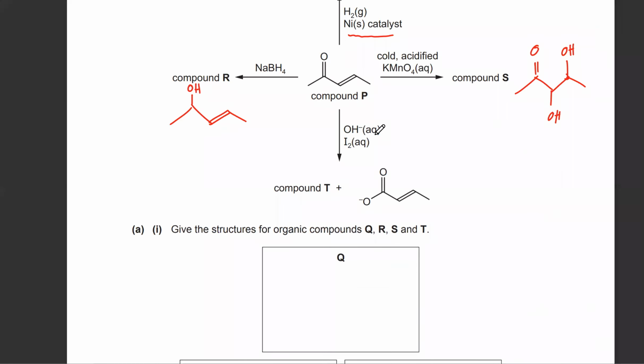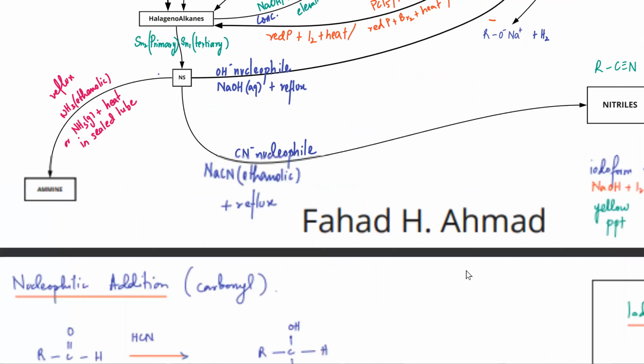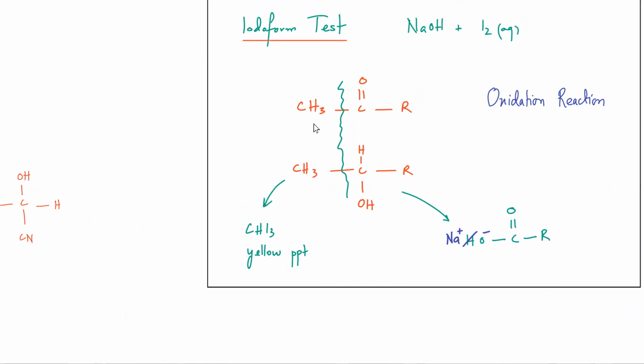And this is the iodoform test. What was the iodoform test? If I draw this molecule, it must have a CH3 next to it. This is the molecule, right? The iodoform test was for a specific group where you have a methyl next to a C double bond O. In this case, the methyl breaks away and turns into CHI3. And the other part turns into a salt of the carboxylic acid because it's alkaline conditions. Okay, is this clear?